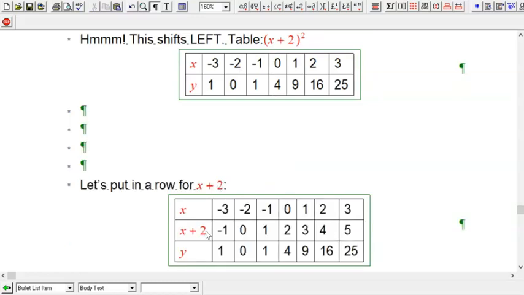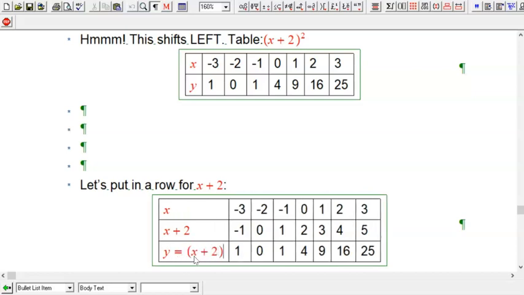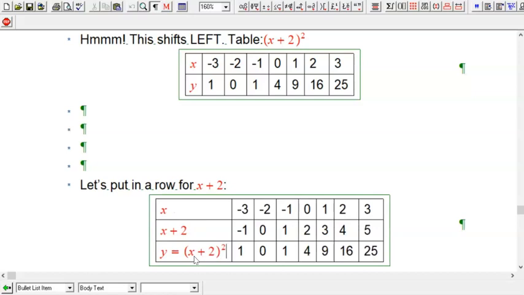Let's actually put in a row for the first thing we did. It was a two-stage process here. We took x, we modified x by adding 2 to it, and then we created y is x plus 2 squared. We actually did the interesting part of the function to it. Okay, and so what's going on here?